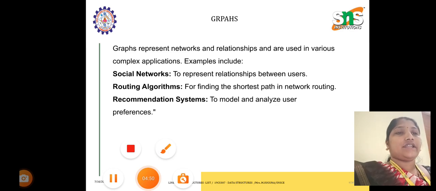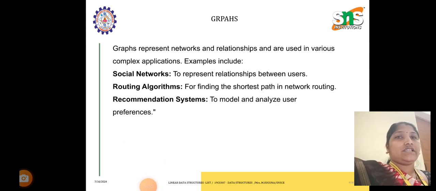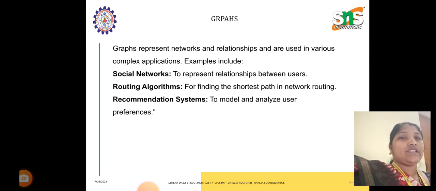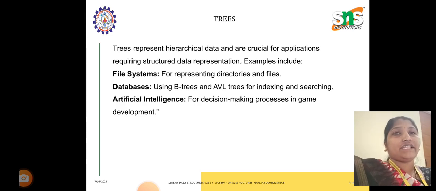Next is graphs. We know the graph consists of nodes and edges. So the graph can be used for social networks, for routing processes, and for finding the shortest path in a network, we can go for the graph data structure. And it is also used for recommendation systems, that means to analyze the behavior of the user, we can go for the graph data structure.